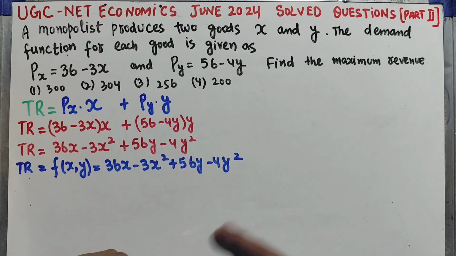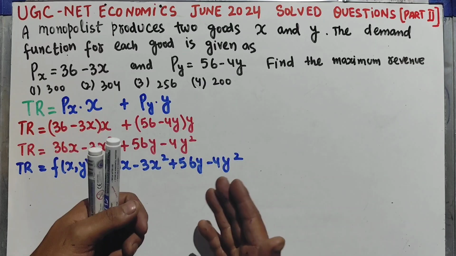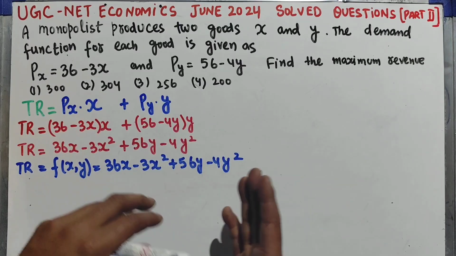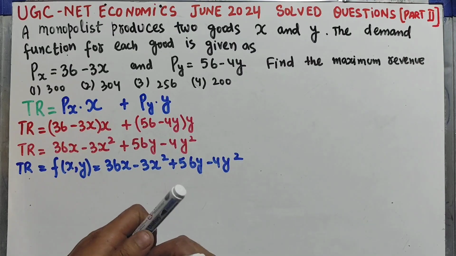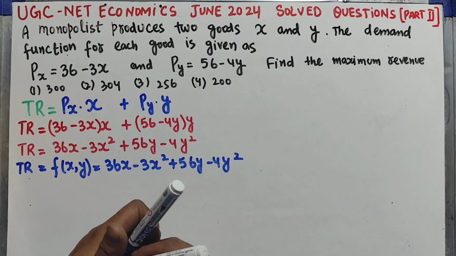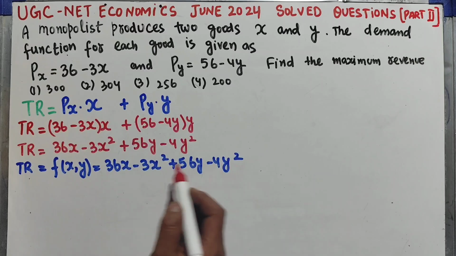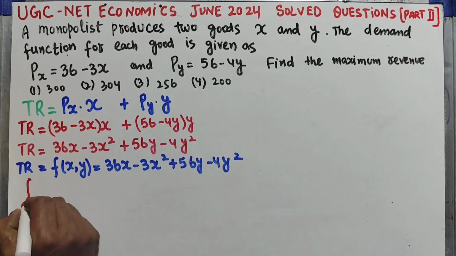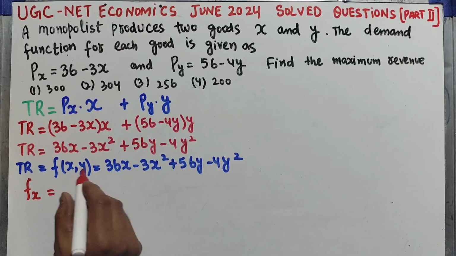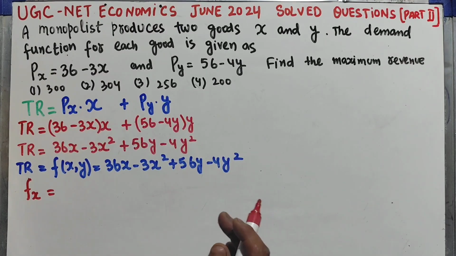Now to find out the maximum revenue, we need to find out actually the relative maxima. So this question is actually related to maxima and minima. How do we find out the relative maxima or minima? First thing is, we take the first derivative of this function partially with respect to x and y. That is, f subscript x means the partial derivative of this function with respect to x, and we set it equal to 0 to find out the critical points.